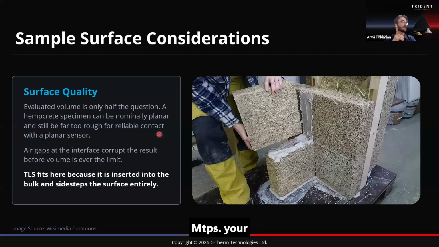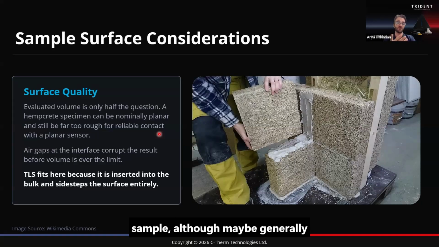The other consideration here is when you're dealing with a planar style sensor like the TPS or MTPS, your sample, although maybe generally planar, does have to be contacting the sensor enough to get a reliable measurement. And if you're dealing with something that has very large voids, large air gaps, or just poor contact zones, relative again to the size of the sensor that you're using, you can run into some issues.